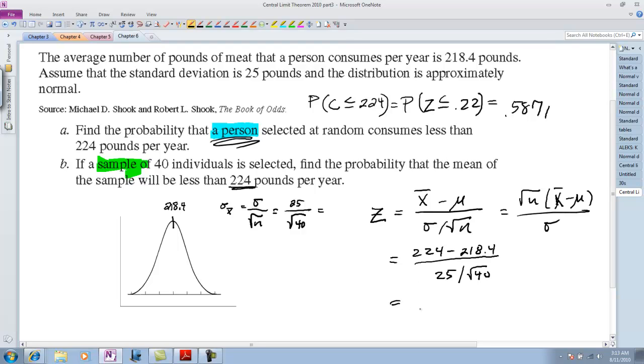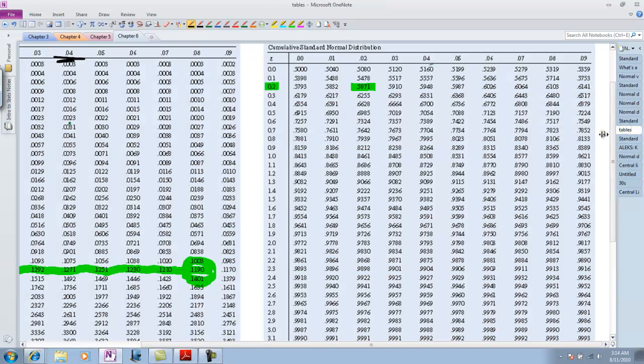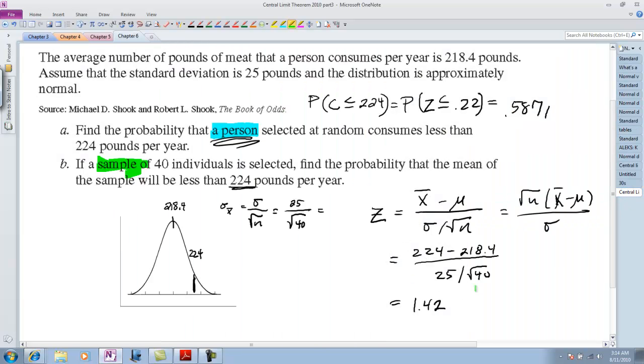And when you do that out, the z-score is 1.42, which means now that 224 is somewhere way over here with respect to the means. Using 1.42 and looking that up in the table, we see here's 1.4, here's 1.42, it's 0.9222, so 92.22%.